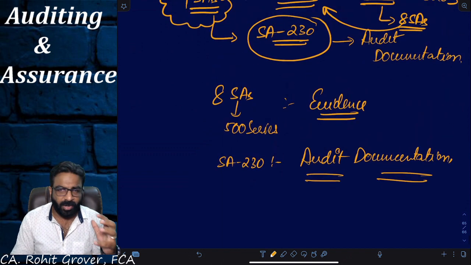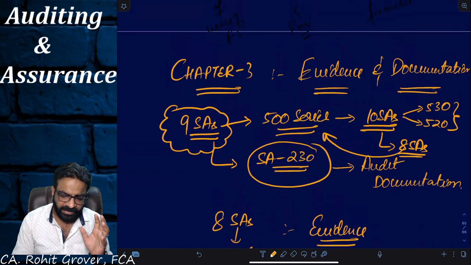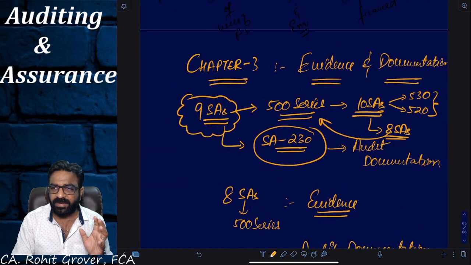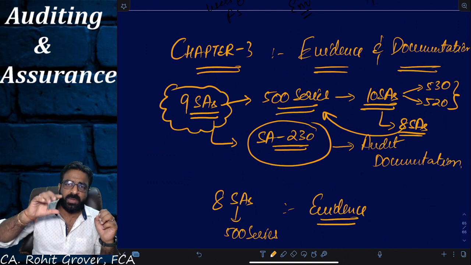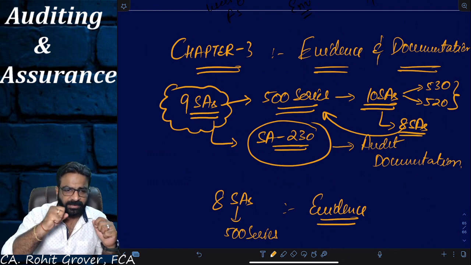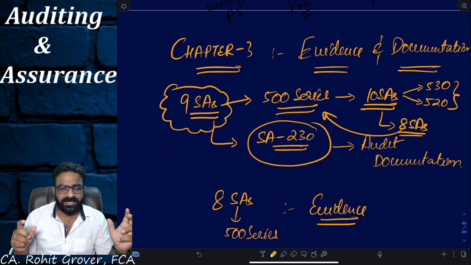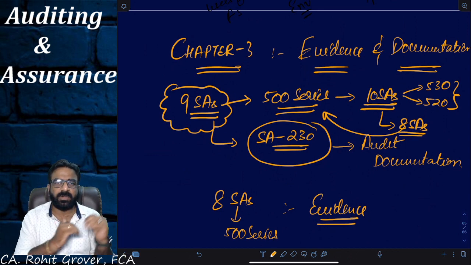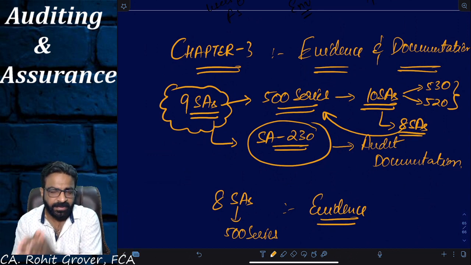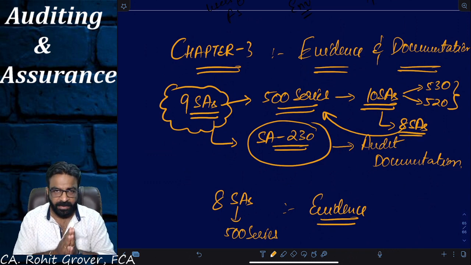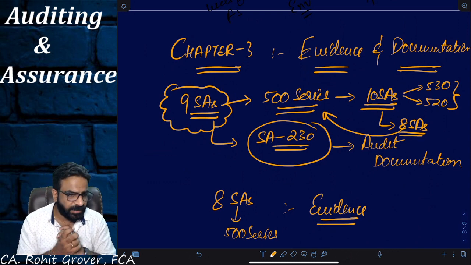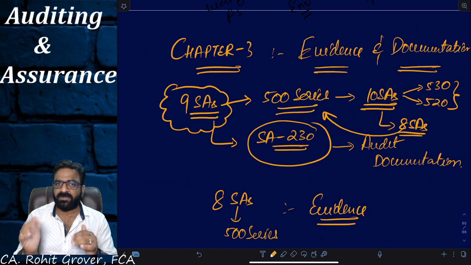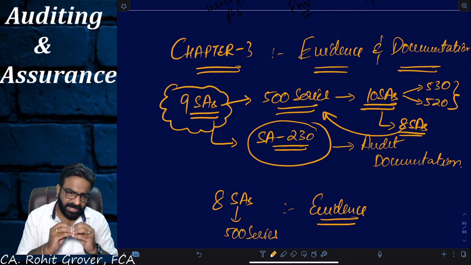So I hope you all understood the background of the chapter, why the chapter name is evidence and documentation. The chapter name is evidence and documentation because whatever evidences we collect when we do the audit at the client's place, we are going to put in one file. That file is known as documentation. So first we are going to do this very small standard called SA-230, which talks about audit documentation. After that, we'll start with the 500 series, and in the 500 series, 8 standards will be covered.